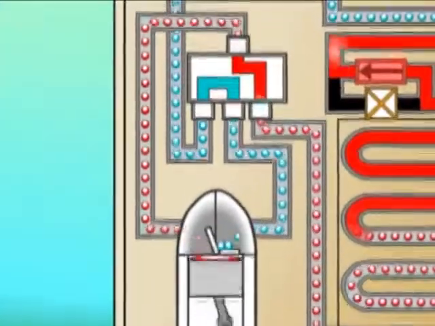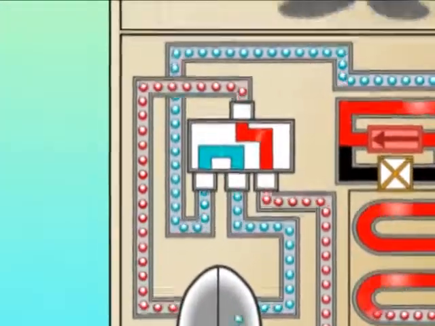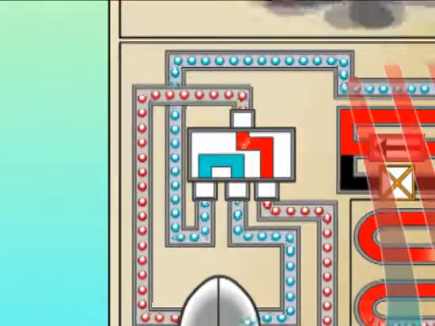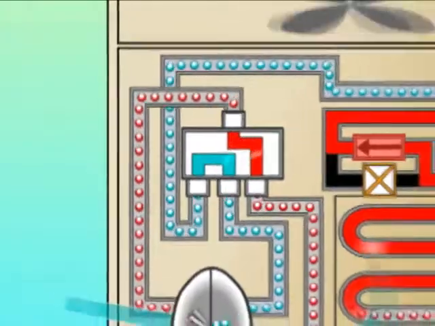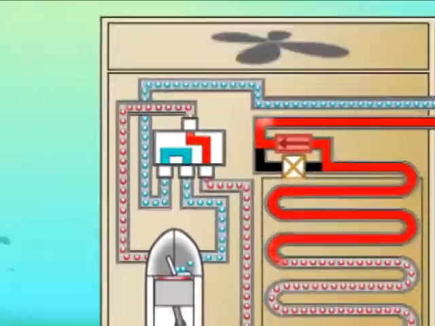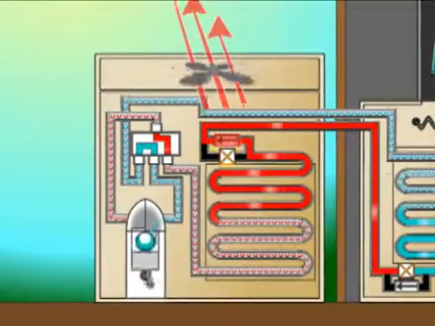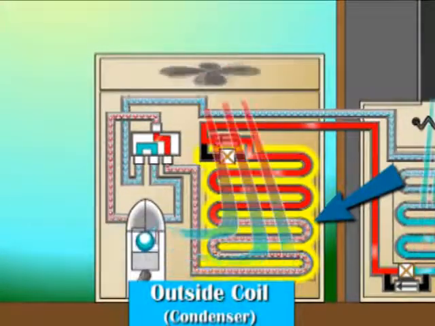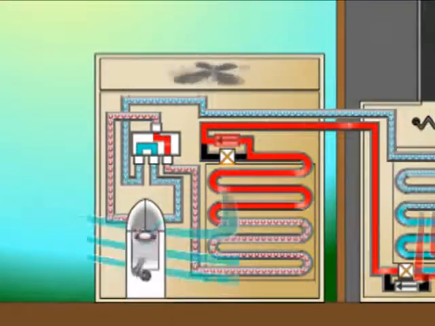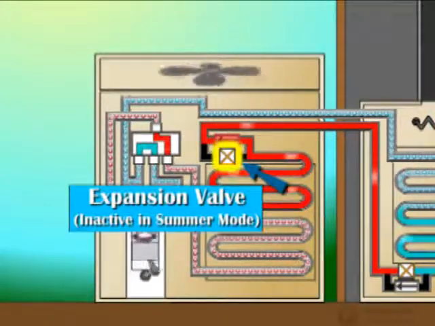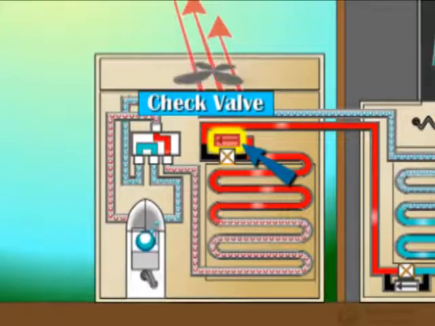This hot, high-pressure gas now travels through a routing valve known as the reversing valve to the outside coil, which functions as the condenser. In the condenser, the heat is removed from the refrigerant by the outdoor fan, causing the refrigerant to condense into a liquid. The liquid refrigerant now bypasses the first expansion valve by means of a one-direction valve known as a check valve.